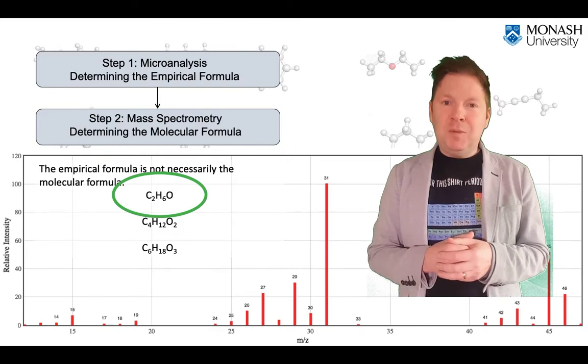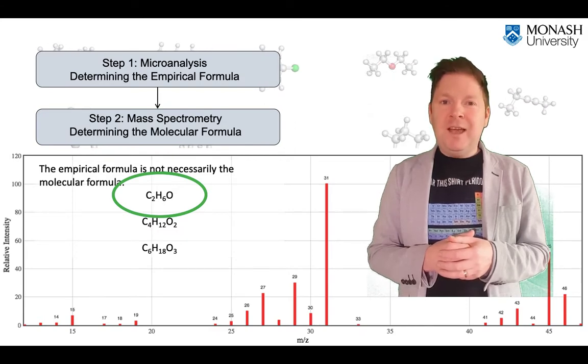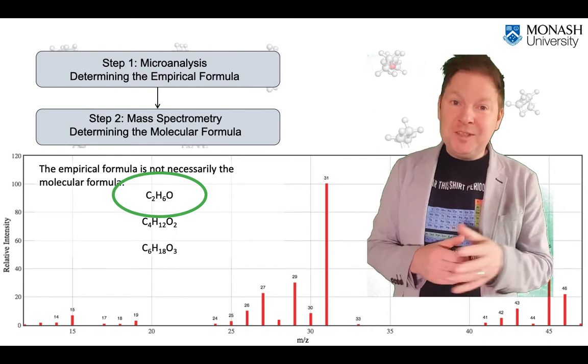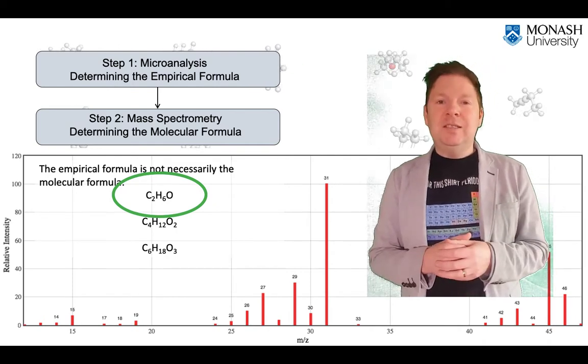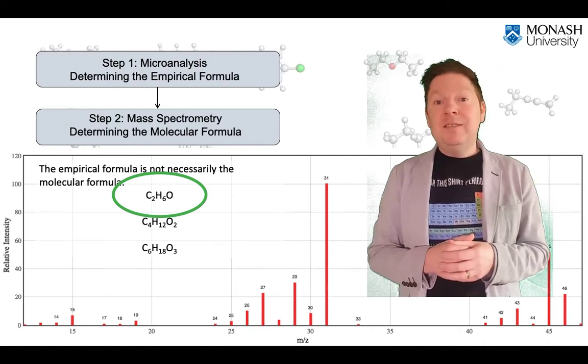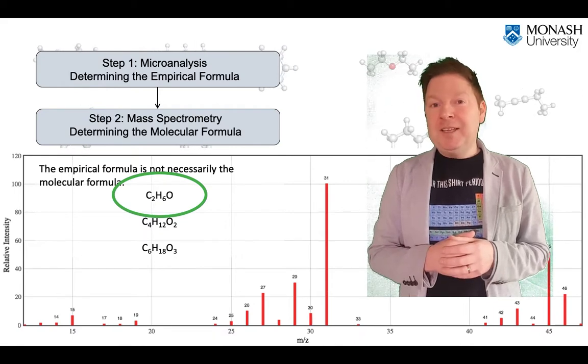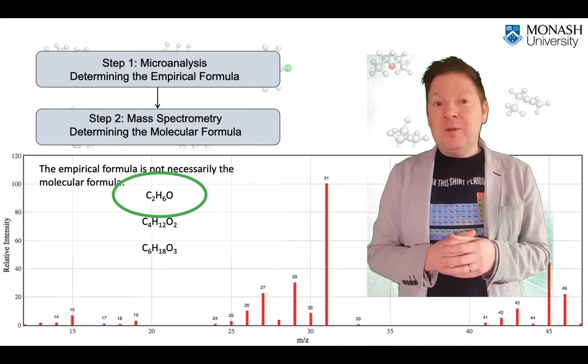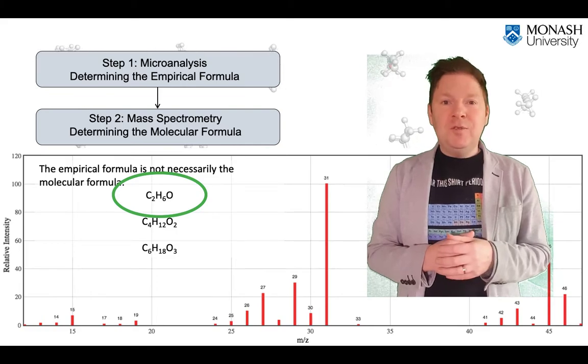And sure enough, 2 times 12, 6 times 1, and 1 times 16, rounded off to the nearest integer, is going to give you 46. So we know in this case that it's not just the empirical formula, it's the molecular formula as well. In the next video, we'll move on to how we use infrared spectroscopy.